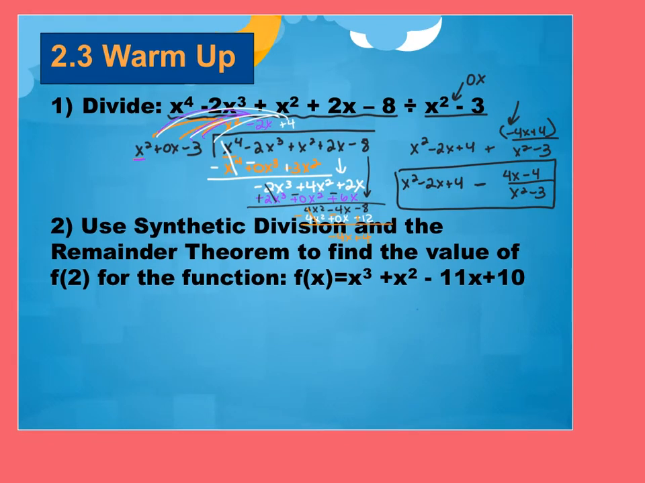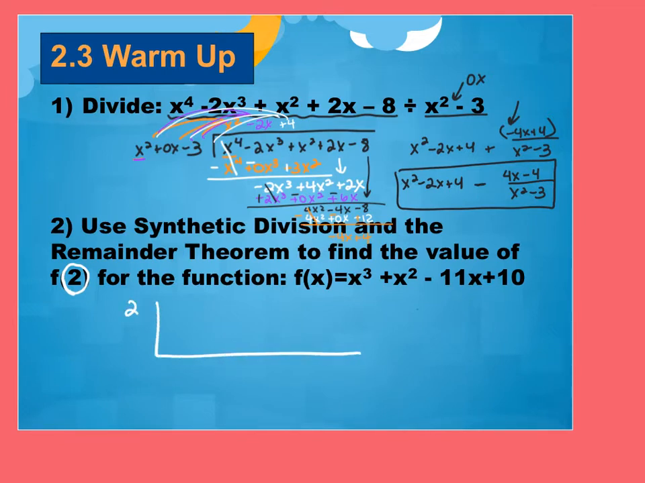All right, number 2 says use synthetic division and the remainder theorem to find the value of f of 2 for the function f of x equals x to the third plus x squared minus 11x plus 10. So the 2 stays as 2. It's not x minus 2, so it doesn't change signs. Well, it's not x plus 2, where it would change signs. That is my 2, my x value. That goes on the outside.